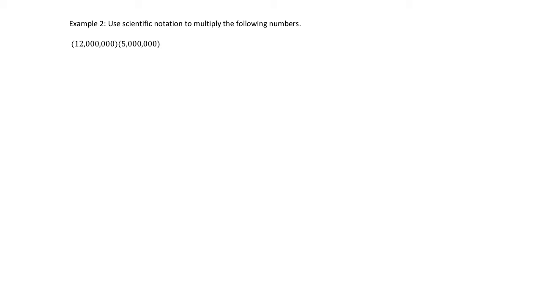For example 2, I'd like to now use scientific notation and maybe some properties of exponents to multiply the two numbers here. The first step is, let's rewrite these values using scientific notation. The first one is going to be 1.2 times 10 to the 7th. That's because there's 6 zeros. You have to go one further to get between the 1 and the 2, so 1.2 times 10 to the 7th. And I'll do the same thing for the other number. This is going to be 5 times 10 to the power of 6. There were 6 zeros, and then we could end up right at the 5.